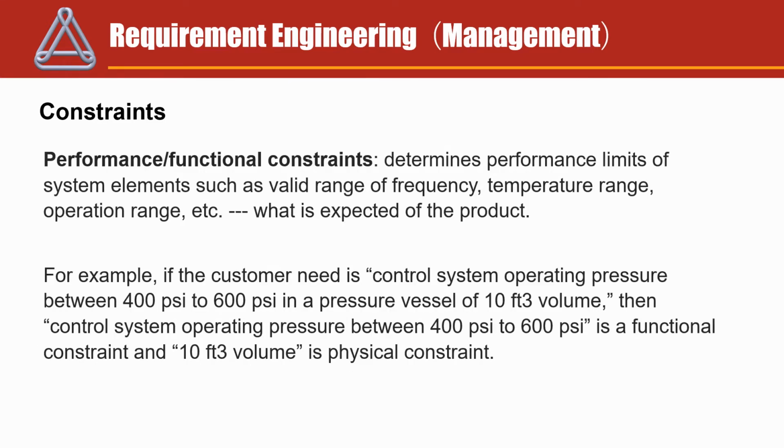So an example of a physical performance or functional constraint would determine the performance limits of your system, such as the valid range of frequency it operates, the temperature range, the operation range, what's expected for the product. So you could say for one product a customer need is you want to control a system with operating pressure between 400 to 600 psi and a pressure vessel of 10 cubic feet volume. So then the functional constraint is the control system operation pressure, and the physical constraint is the 10 cubic feet.